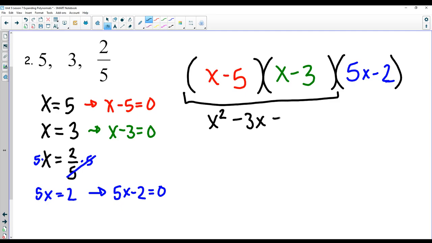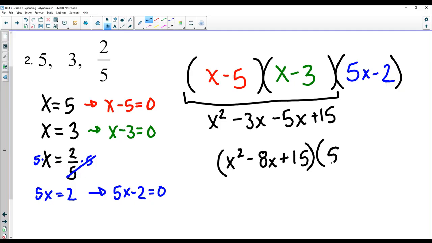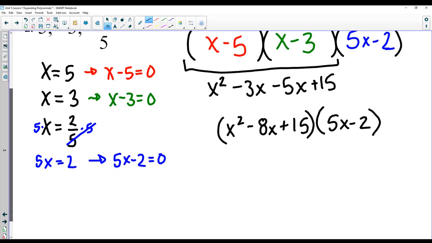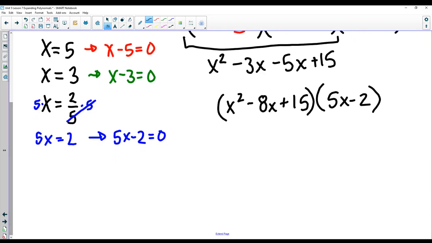Inners, -5 times x. And then lasts, -5 times -13. Combine like terms, we end up with x squared minus 8x plus 15. And we still have that 5x minus 2. Okay, here's where you need to make sure that you try to be neat.